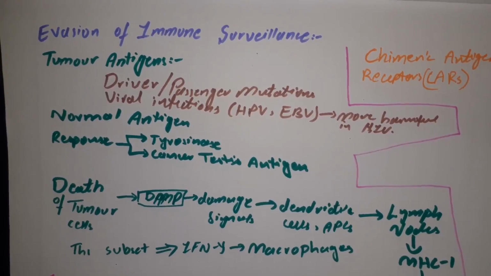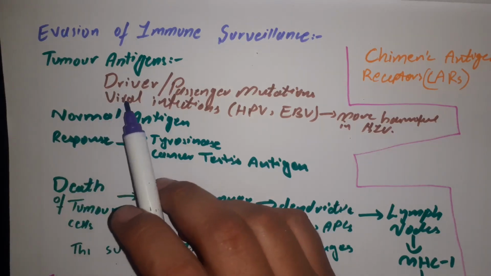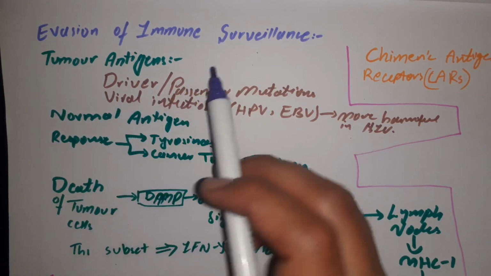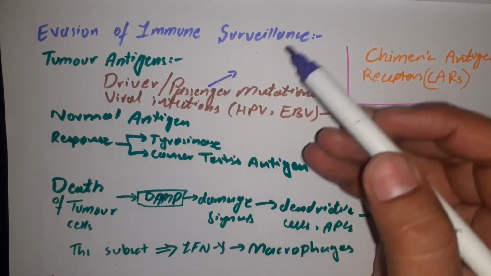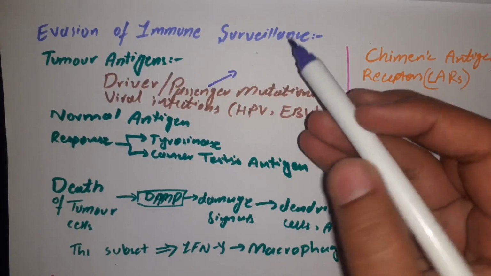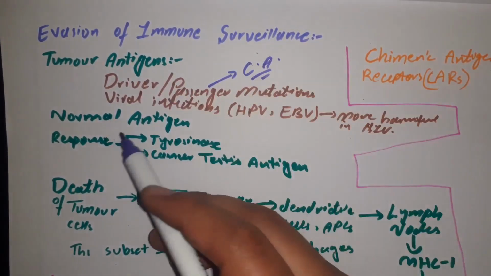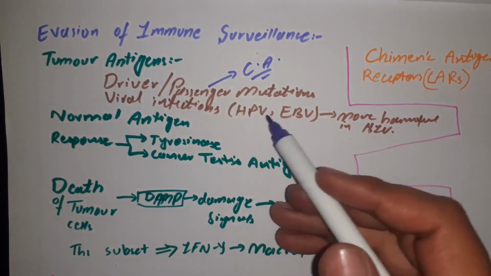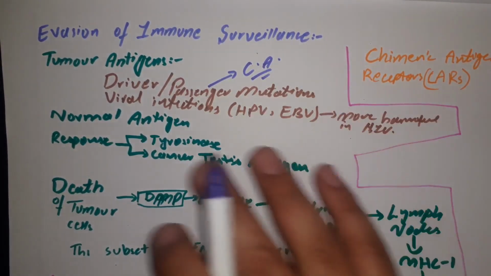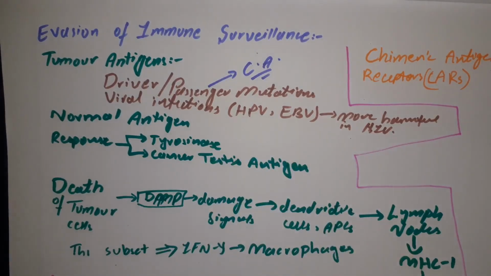In this video, we are going to discuss how cancer cells evade the immune system, which is also a hallmark of carcinogenesis. So tumor cells exhibit different kinds of antigens, and these antigens are due to certain driver mutations which they have, passenger mutations which they have. These passenger mutations are more common in cancers which are caused by certain carcinogenic agents, and cancer may be due to viral infection, which can be human papilloma virus or Epstein-Barr virus, and this viral infection can also lead to production of certain antigens.